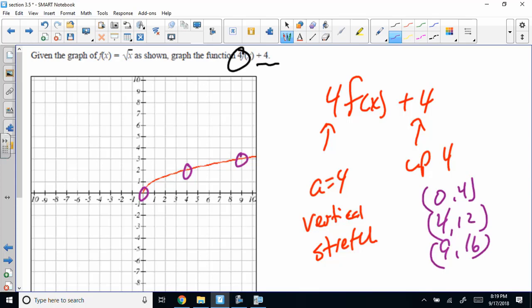I'm about to show you in a minute. Let's just make sure it's right. So y'all remember 0, 4, 4, 12, 9, 16? Y'all ready? Here we go.